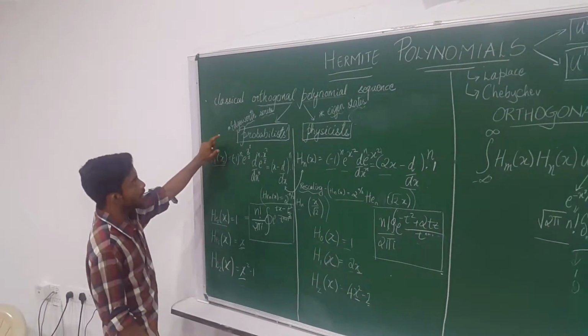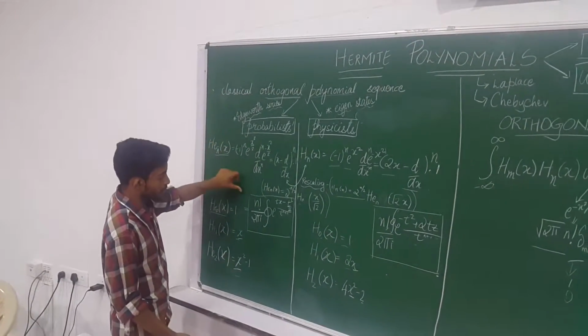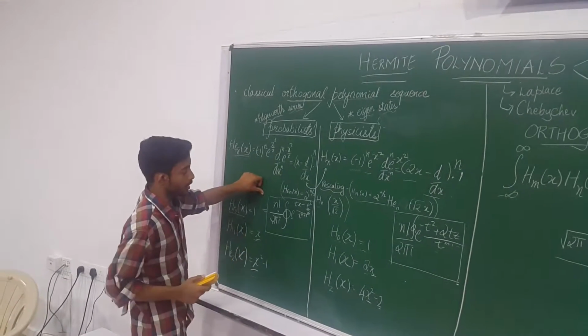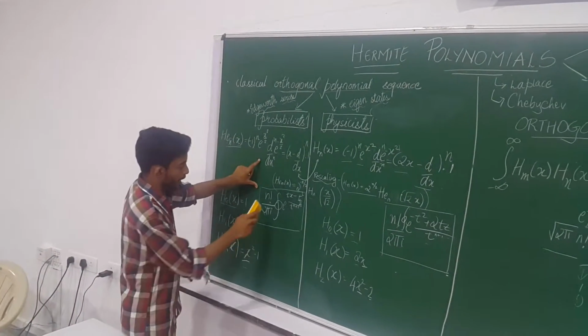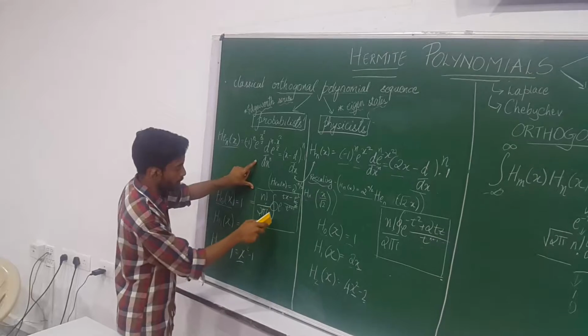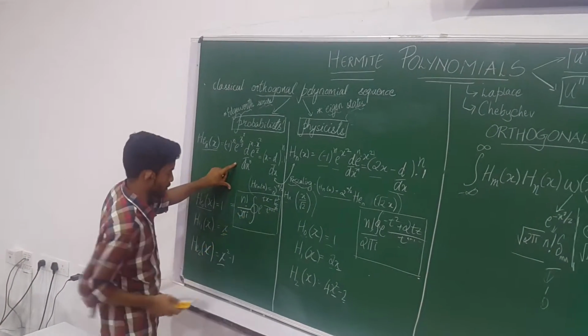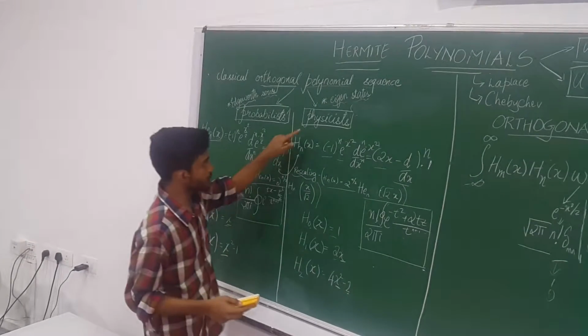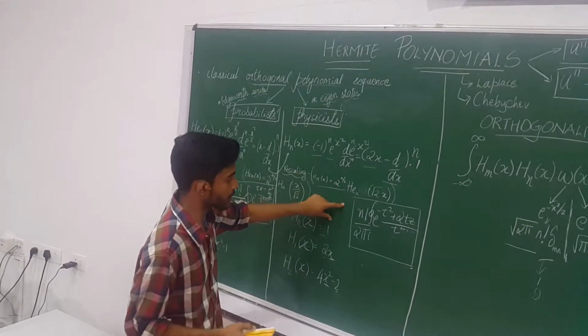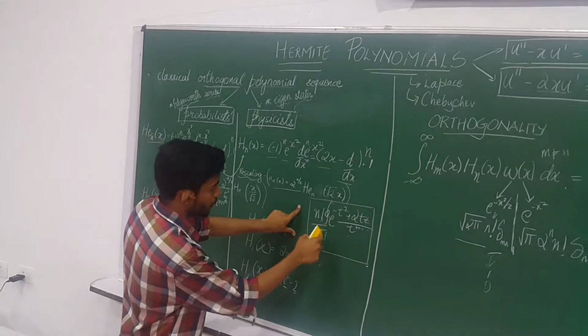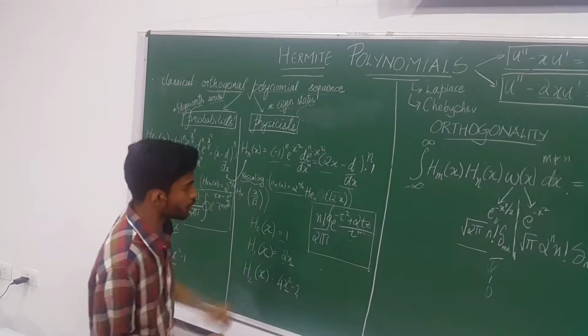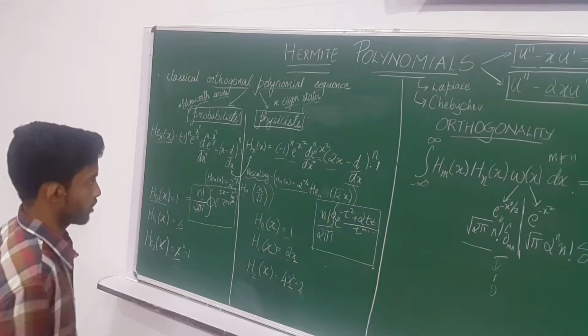Also, the probabilistic Hermite polynomials can be written as a contour integral, that is, they satisfy n!/(2πi) times the integral of e^(tx - t²/2) / t^(n+1). And similarly, physicist Hermite polynomials can be written as n!/(2πi) times the integral of e^(-t² + 2tz) / t^(n+1).